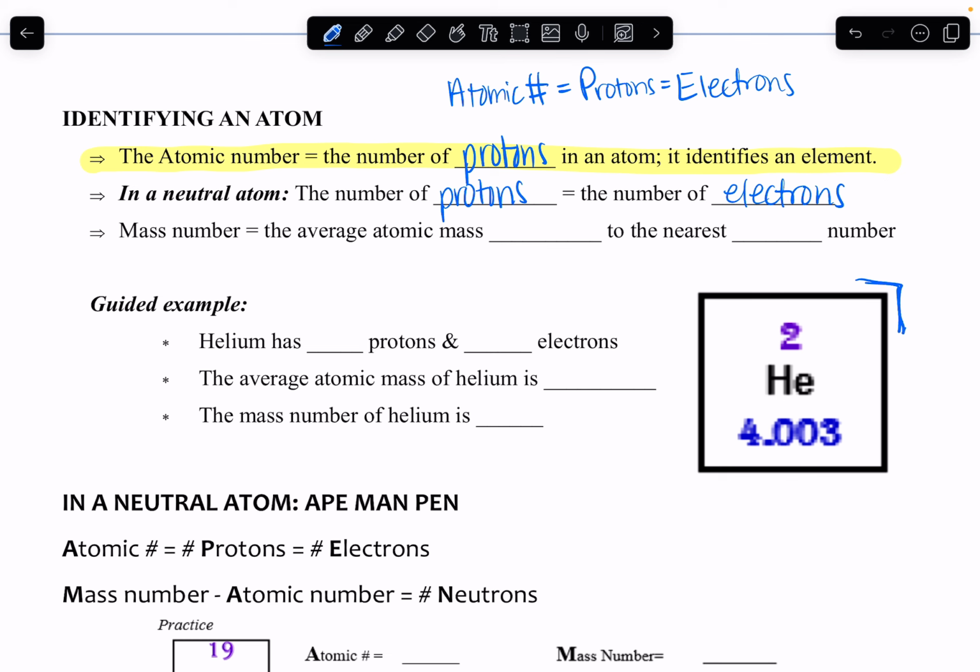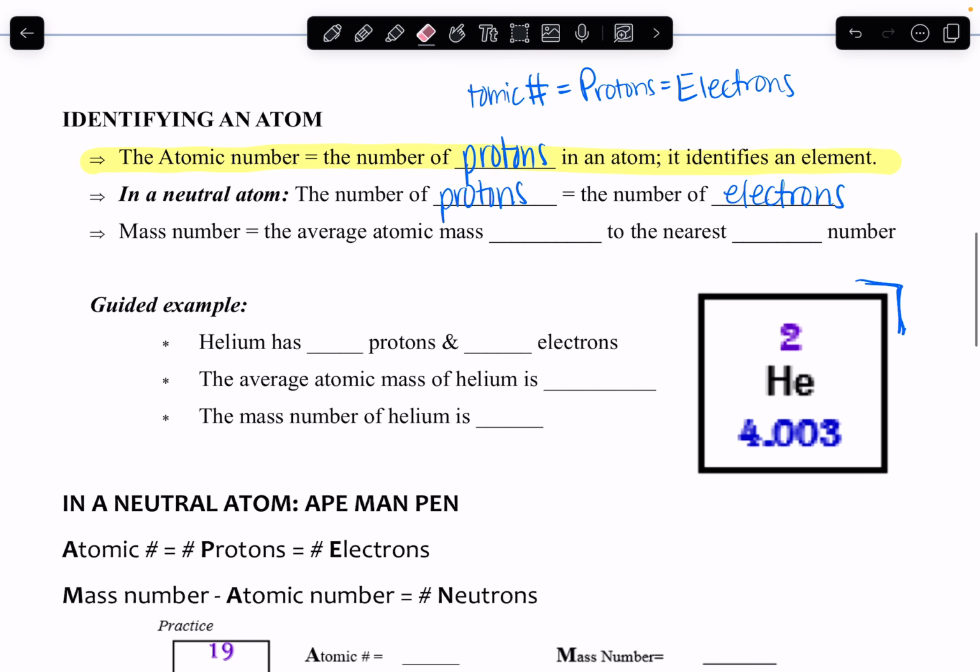That cute little acronym right there is not erase. What am I doing? Highlight. APE. So, APE stands for atomic number equals protons equals electrons. That's an acronym you want to remember to save your butt.